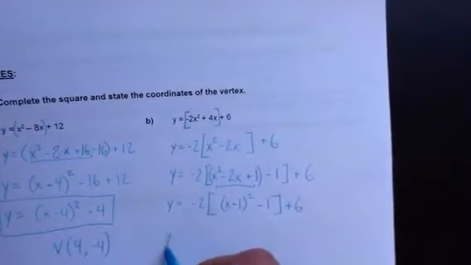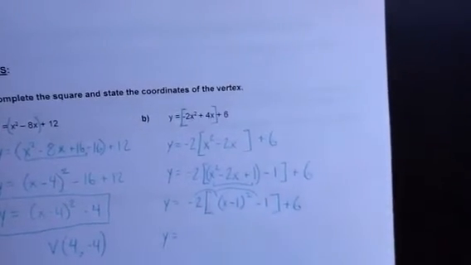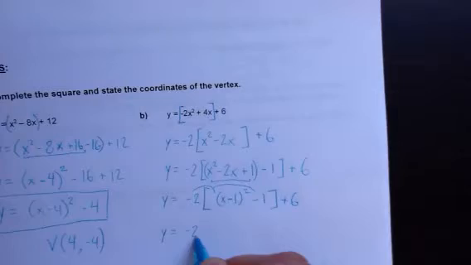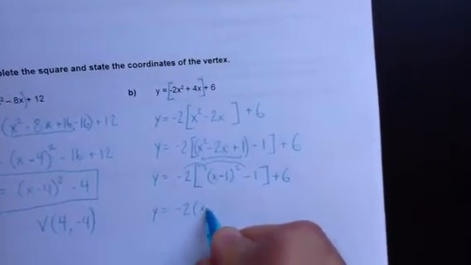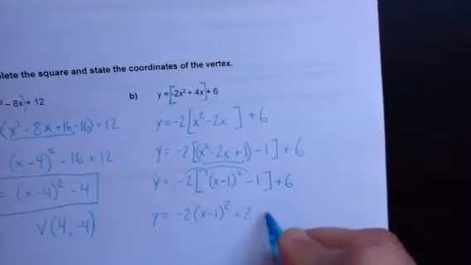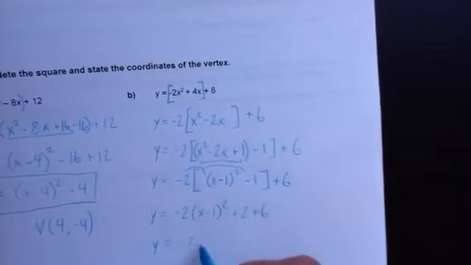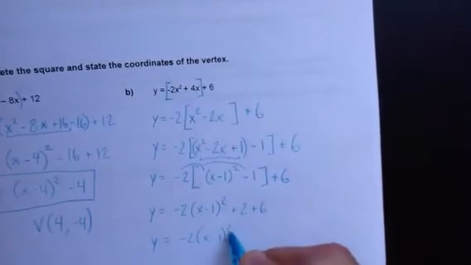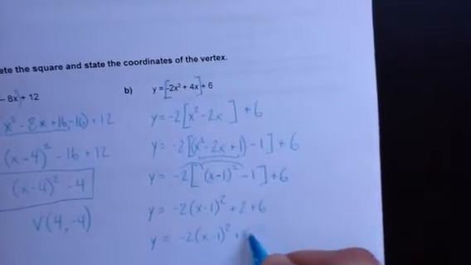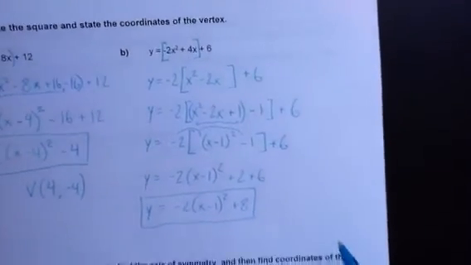Continuing this, the next step asks us to re-expand, re-multiply this -2 back in here. -2 times the first thing is -2 times the first thing, and -2 times -1 is +2. And you still have the +6 hanging out, and the last step would just be to add the 2 and the 6 together to give you 8. So this is in vertex form.